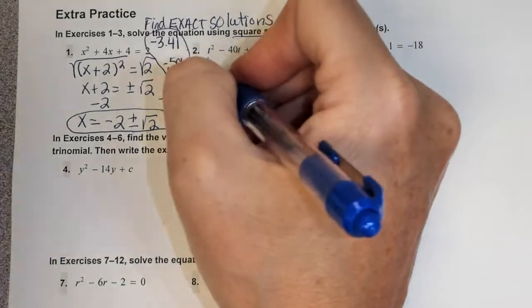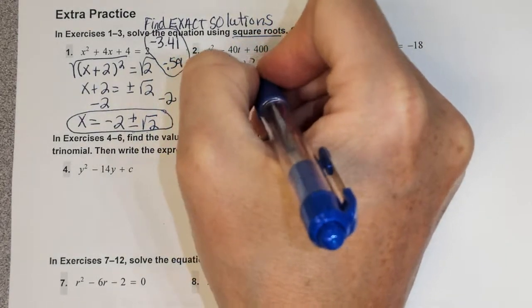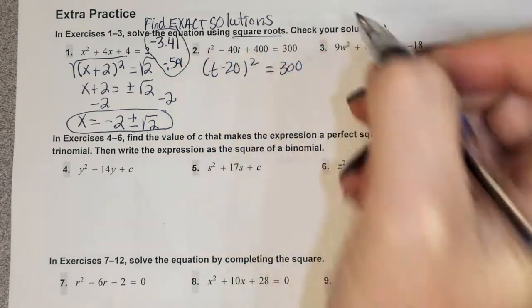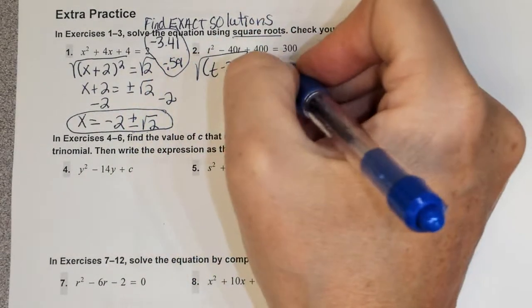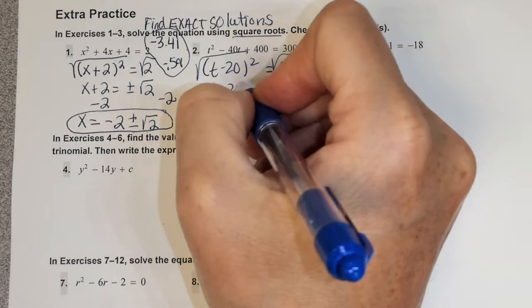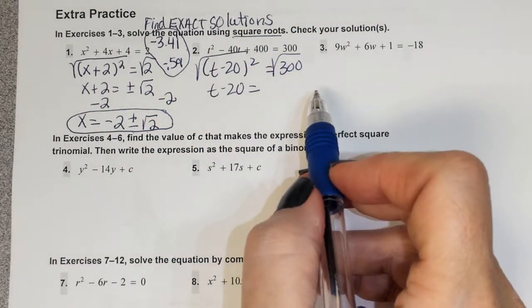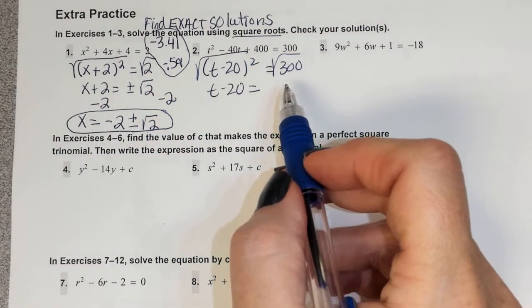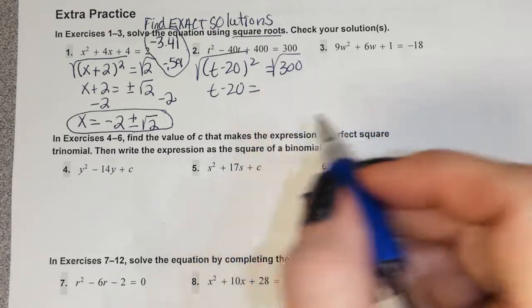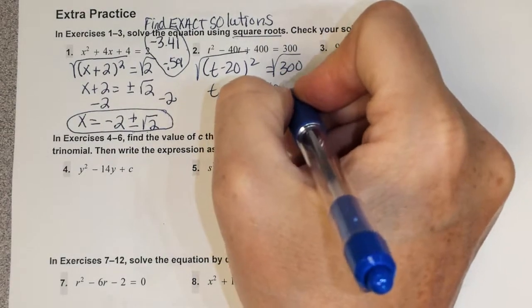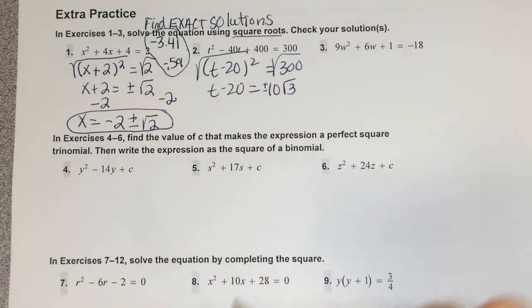Good. It's going to be t minus 20, quantity squared, equals 300. We're going to take the square root of both sides. So we're going to have t minus 20 equals the square root of 300. What's that going to be? Okay, 10 radical 3, good. And it's plus or minus.